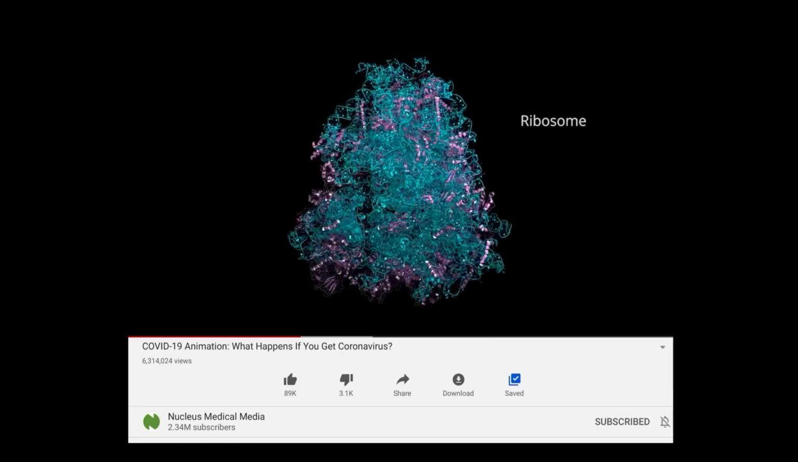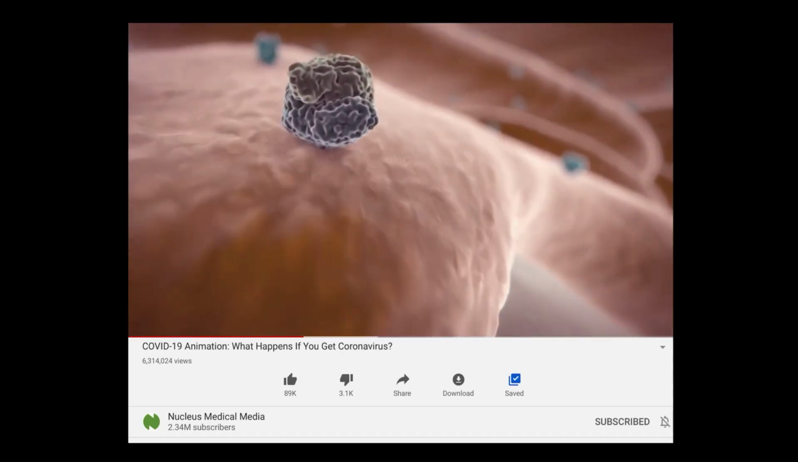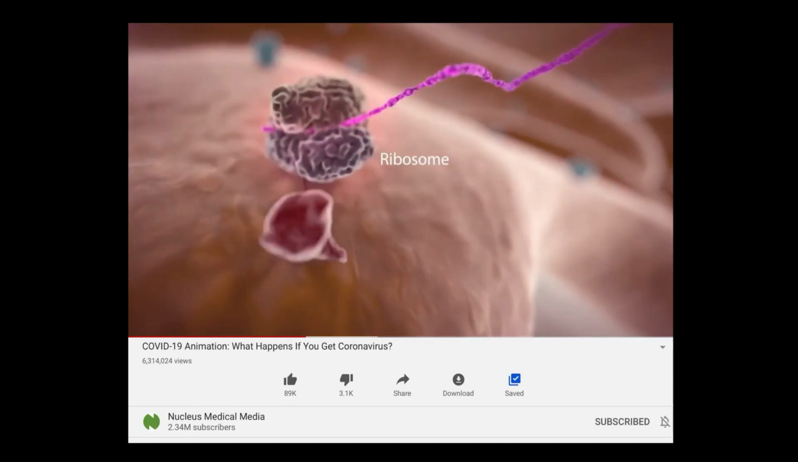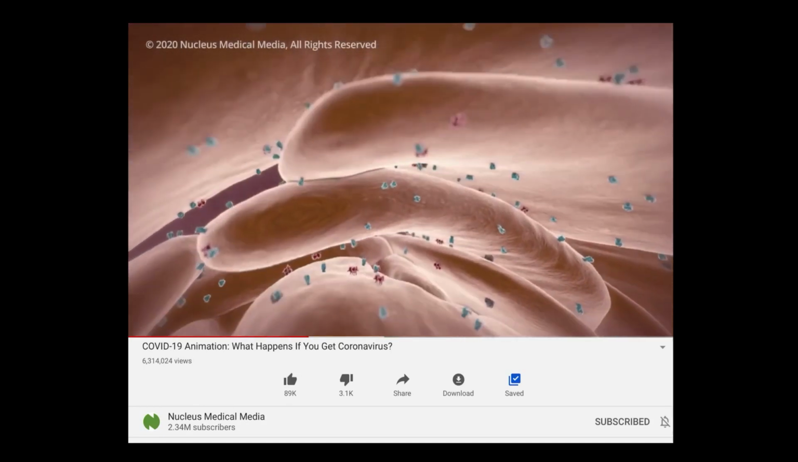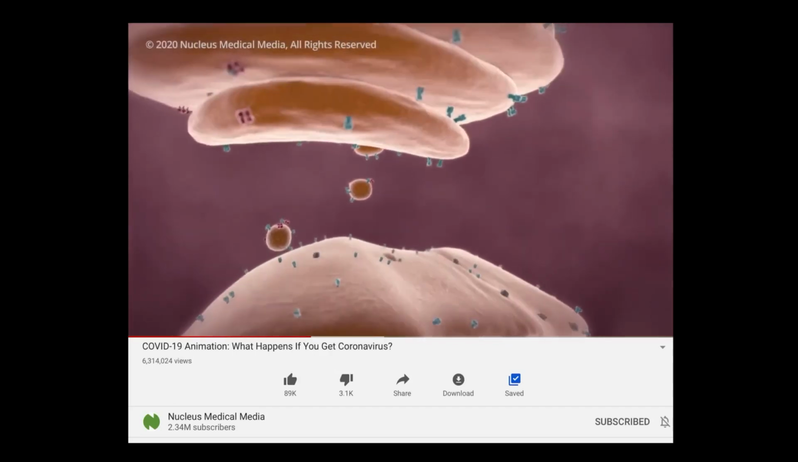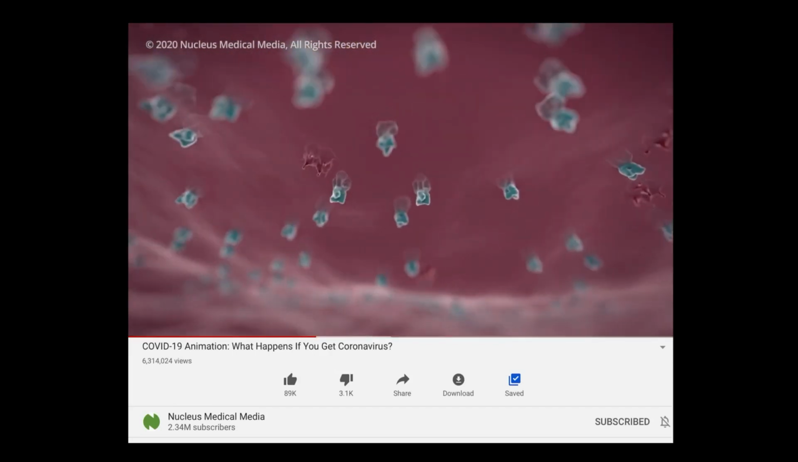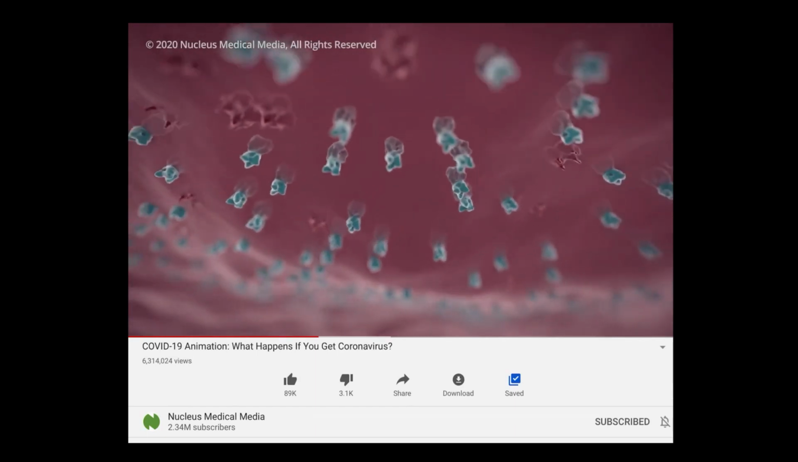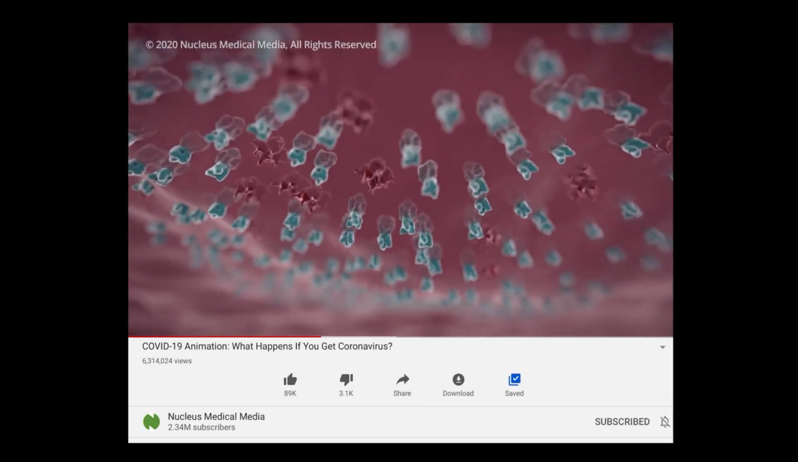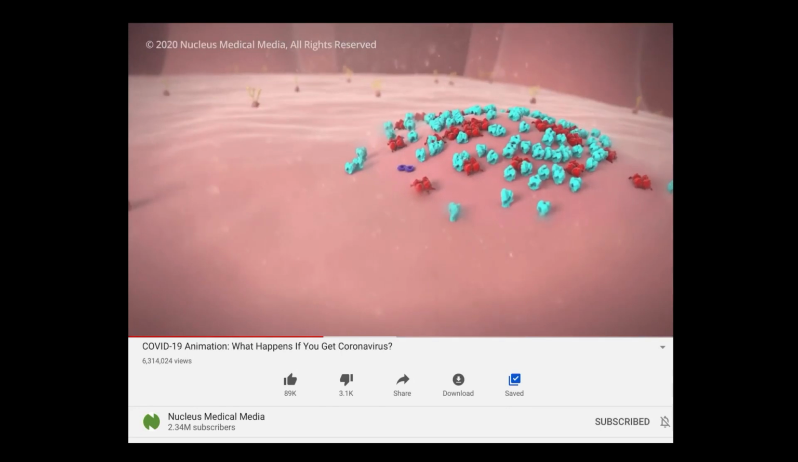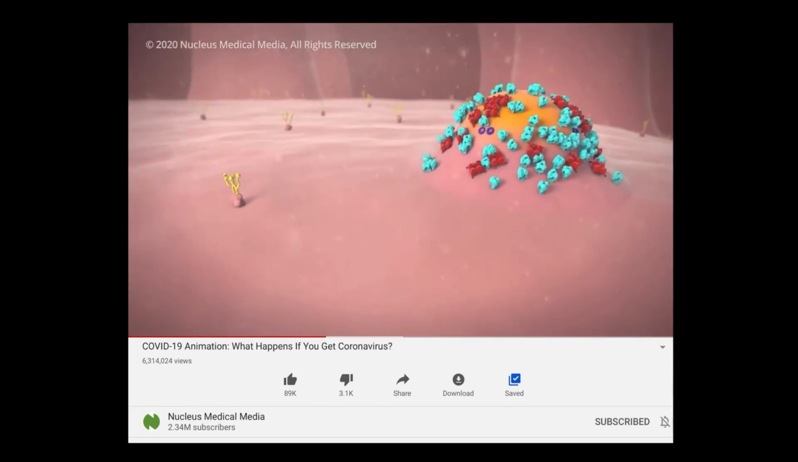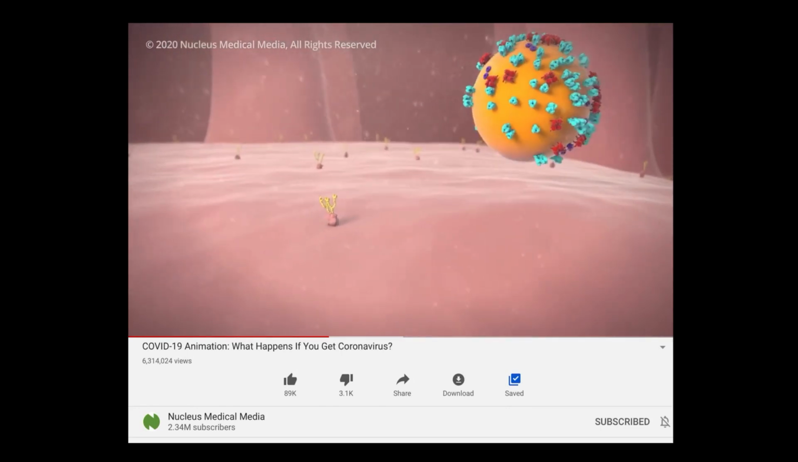Ribosomes use genetic information from the virus to make viral proteins, such as the spikes on the virus's surface. A packaging structure in your cell then carries the spikes in vesicles which merge with your cell's outer layer, the cell membrane. All the parts needed to create a new virus gather just beneath your cell's membrane. Then, a new virus begins to bud off from the cell's membrane.